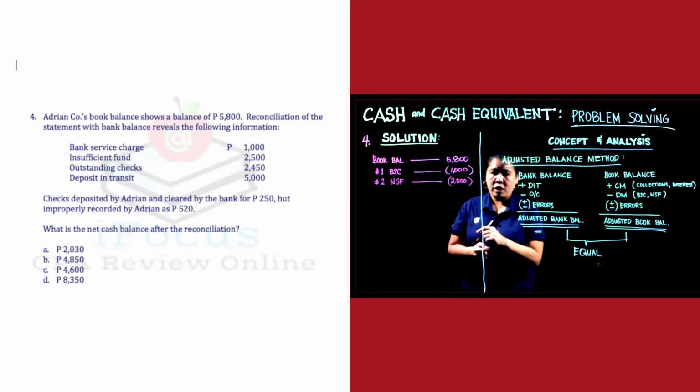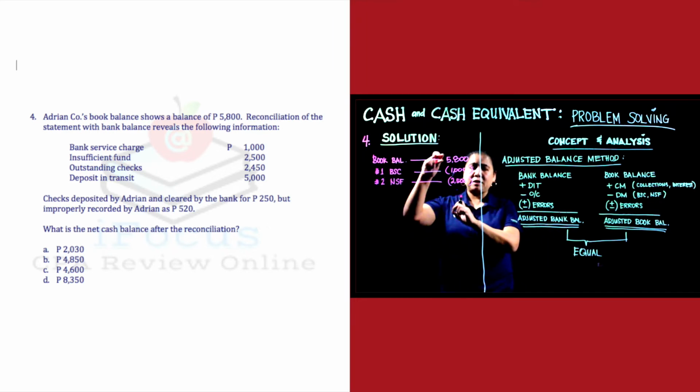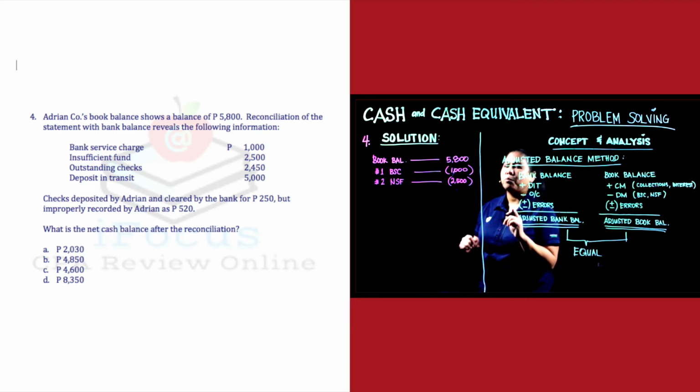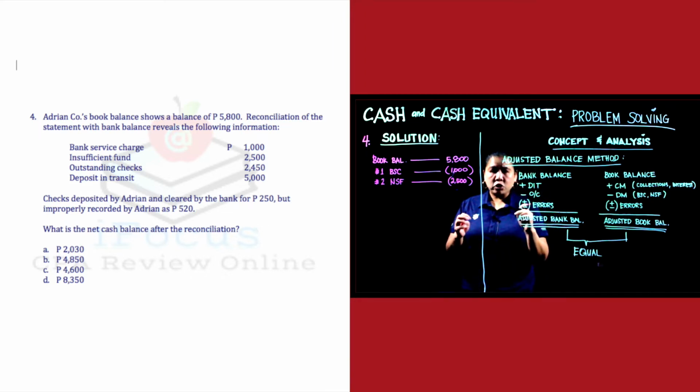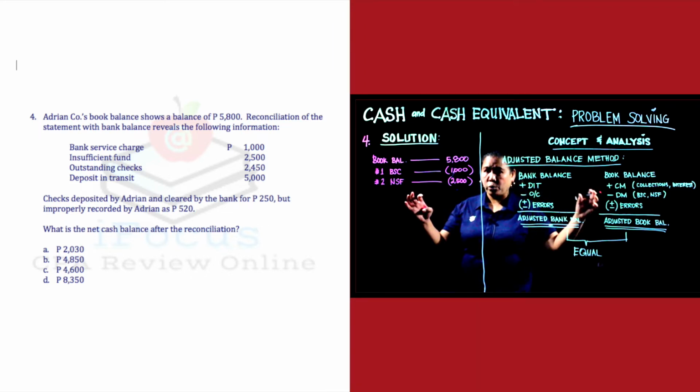Item number 3 is outstanding check of 2,450. So, itong outstanding check ay reconciling items sa bank balance. Alright? Hindi ito reconciling items sa book balance. Na-deduct na po yan. Alright? Sa book balance. So, itong outstanding check, walang effect ito sa ating book balance.